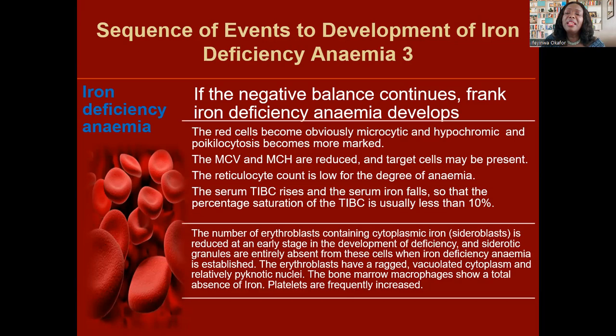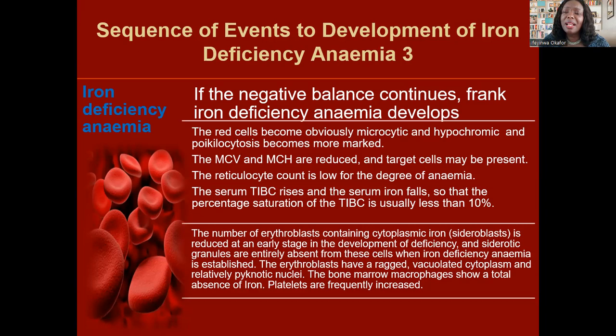The mean cell volume is reduced, the mean cell hemoglobin is reduced. And then you can also have target cells present in the film. You look at the peripheral blood film, you see target cells. Then the serum TIBC, the total iron binding capacity, rises, serum iron falls, so that the percentage saturation of the transferrin also falls below 10%. So at this stage of frank iron deficiency anemia, the body is totally in a negative iron balance.